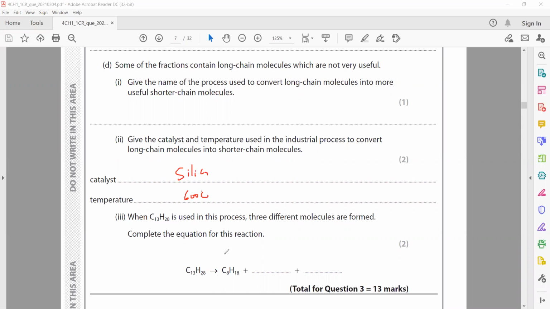Then we have to complete the equation. Three different molecules are formed. Complete the equation for this reaction. As a result, C13H28 and C8H18 is already there. So what we can write, we can break into C3H6, and further we can make C2H4.